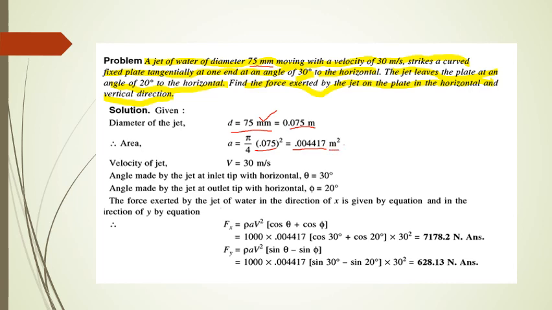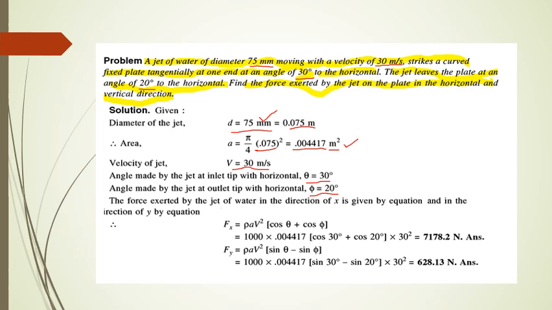Always we have to mention units. Now in the given data, velocity is 30 meters per second. That implies v equal to 30 meters per second, and the angle made with horizontal at inlet is 30. That means theta is 30, and the angle made at outlet is 20 degrees. So phi value is 20 degrees.